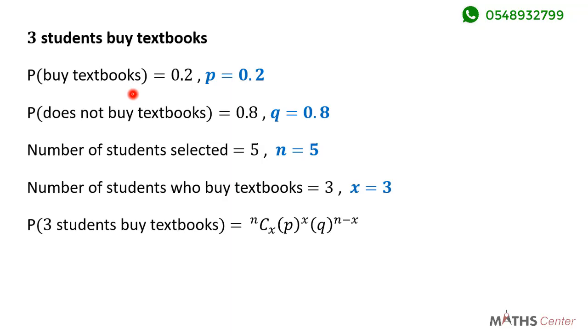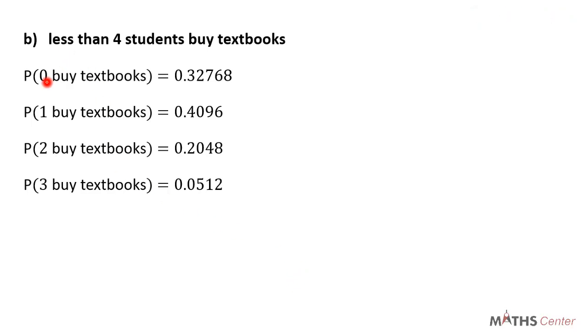3 students buy textbooks. If 3 students buy textbooks, then the number of students who buy textbooks is equal to 3, so X is equal to 3. We have the value of P here, Q here, and N here. You substitute them into the formula, and you have 5 combination 3, 0.2 exponent 3, 0.8 exponent 2. And this gives us 0.0512.